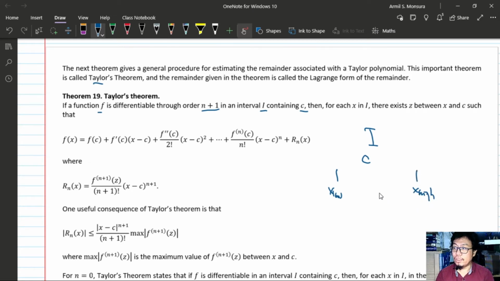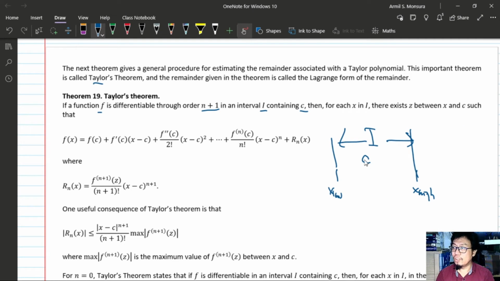Okay. And within it, so this is your interval. And within that interval is a number c, which is the center of your approximation. Then for each x in this interval, there exists a number z between x and c.